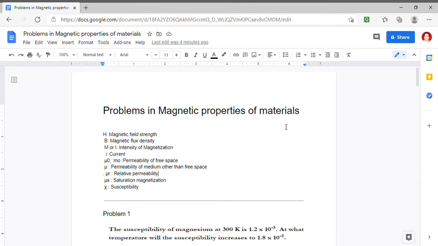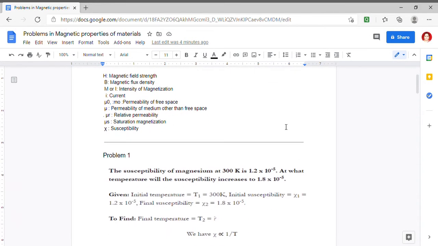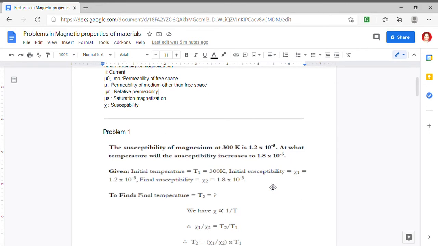Today we are going to discuss the problems in the magnetic properties of material. The first problem that we are going to discuss today is: we are given that the susceptibility of magnesium at 300 K is 1.2 into 10 raised to power minus 5. At what temperature will the susceptibility increase to 1.8 into 10 raised to power minus 5?